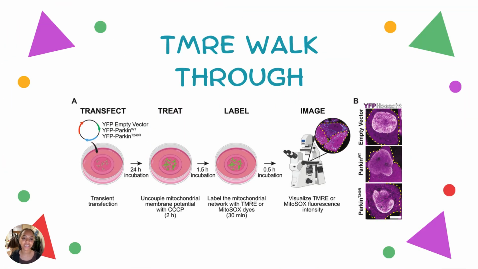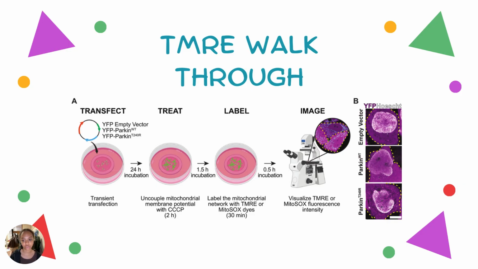Next, I will do a TMRE walkthrough and talk about the different steps that researchers use when they use TMRE. So the first step is transfect. Researchers will inject DNA into a cell. Then they will treat. This is when the mitochondria is damaged in the cell. This is so that TMRE can be injected in the label stage, and the mitochondria that is not damaged will glow. Then, in the imaging phase, they will use a microscope to look at the TMRE at a closer look.